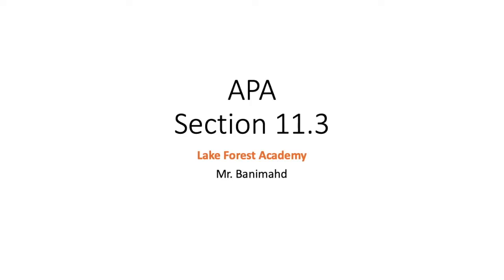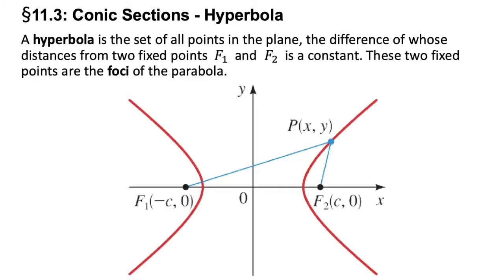Section 11.3 Conic sections, hyperbolas. A hyperbola is the set of all points in the plane, the difference of whose distances from two fixed points F1 and F2 is a constant. These two fixed points are the foci of the hyperbola.